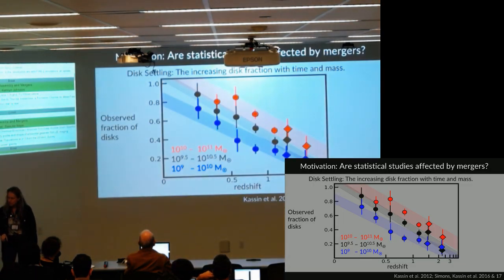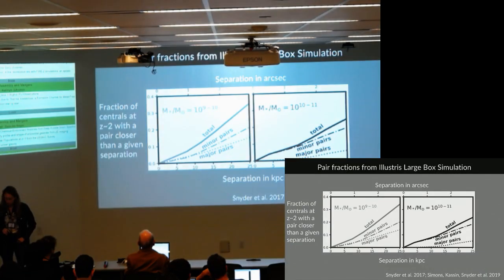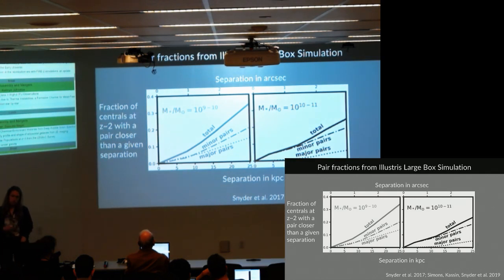So back to the motivation, why are we doing this? We want to know whether statistical samples are affected by mergers, whether there are actually mergers hidden in here and these numbers are kind of wrong. To do that, you need to fold in the merger rate. How common are these things? What we did is we looked at pair fractions from the Illustris large box simulation. This was done by Greg Snyder et al. in his 2017 paper. They are very nicely consistent with observations of the pair fractions.